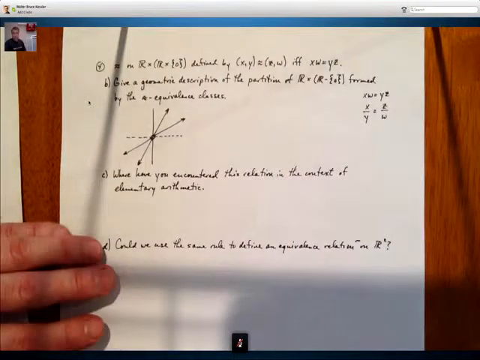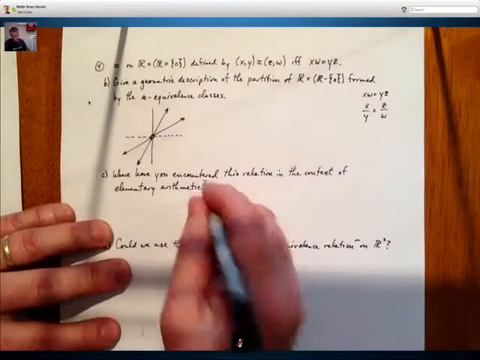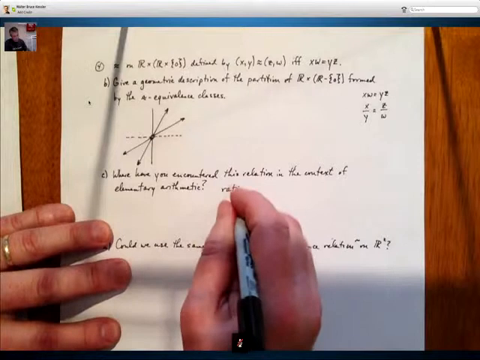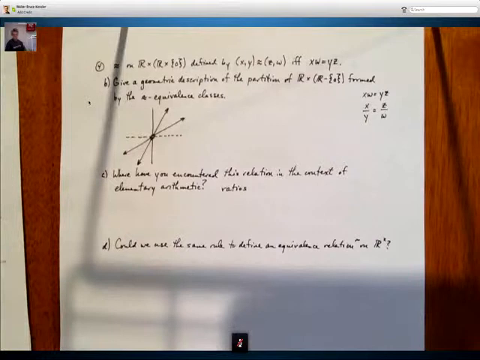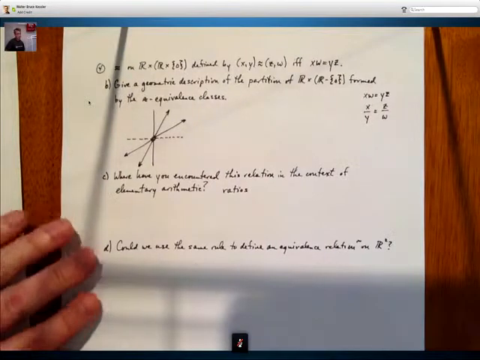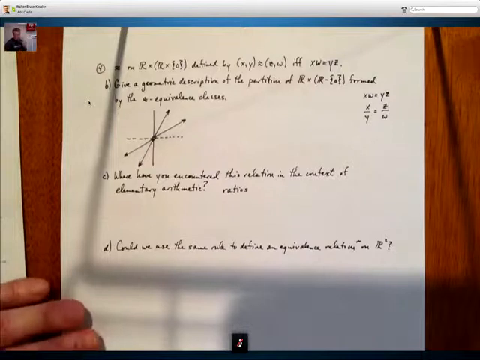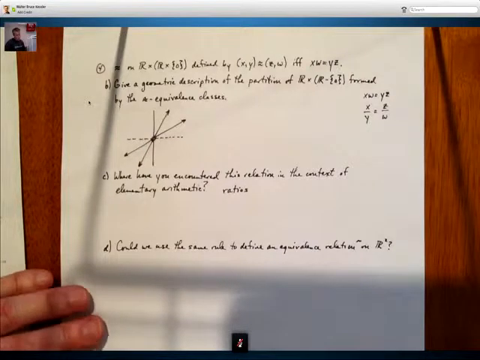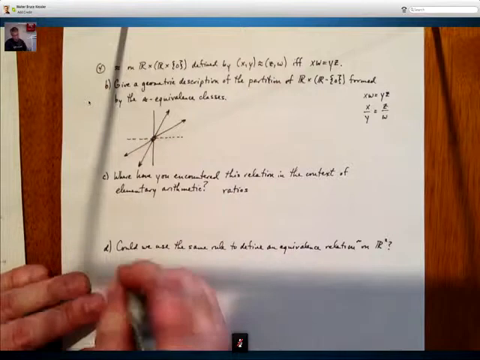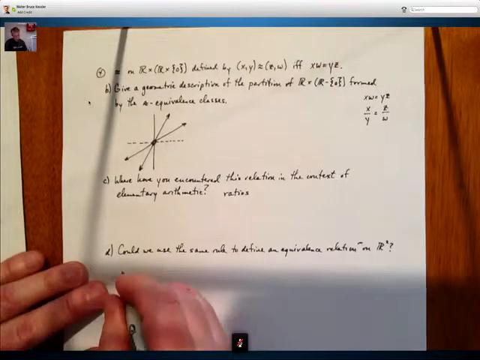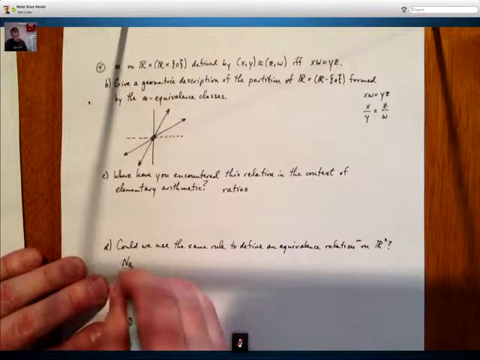Where have you encountered this relation in the context of elementary arithmetic? Well, ratios. All right, ratios are equivalent fractions that you've dealt with before. To an extent, you've kind of dealt with it as slope of a line too. Okay, but our x and our y are kind of reversed here. Could you use the same rule to define an equivalence relation squiggle on R2? Actually, no. And I'll tell you why we need that.